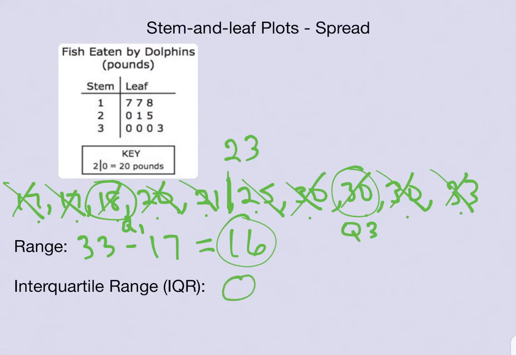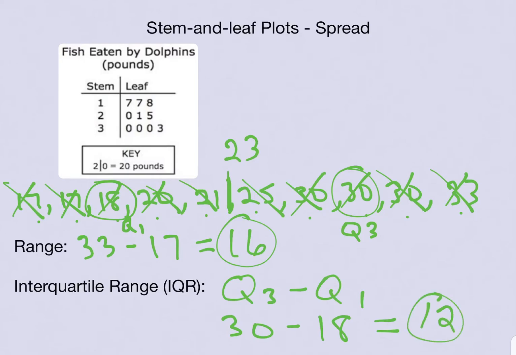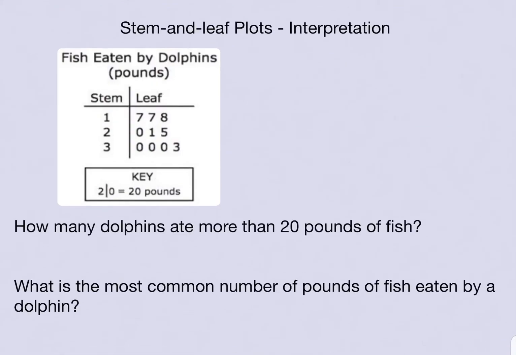Now to find our interquartile range, we need to subtract our first quartile from our third quartile, which is 30 minus 18, which gives us an interquartile range of 12. Okay, that was our spread. Now let's look at some interpretation questions.